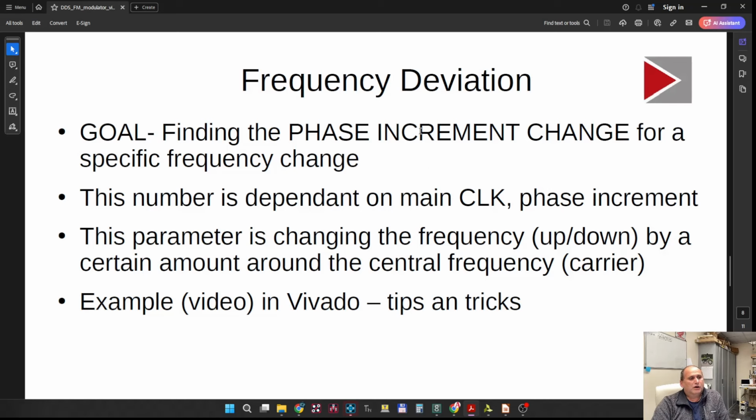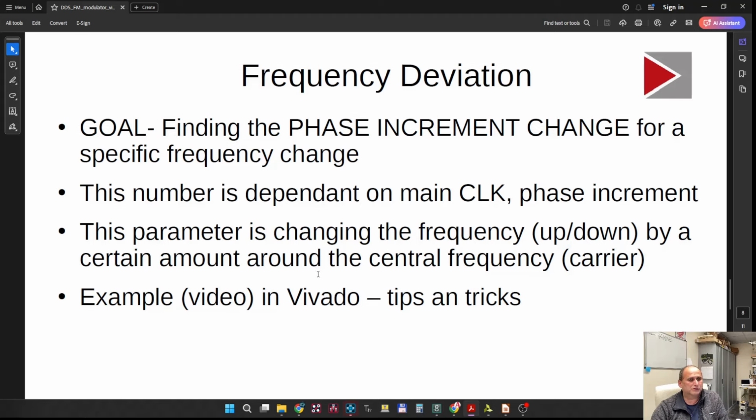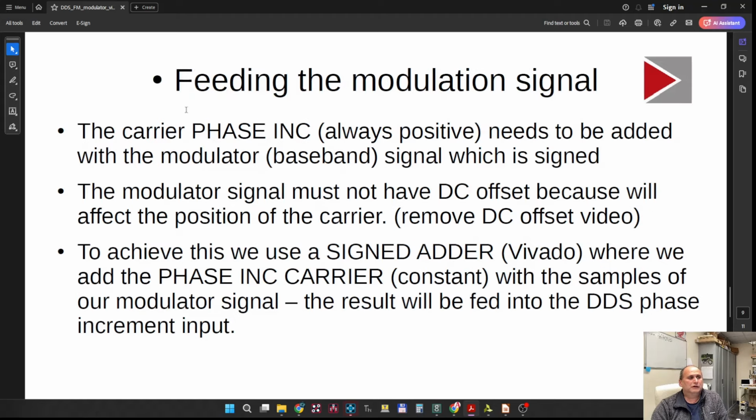Okay, so how do we do that? Now, you can do it mathematically if you understand fully your DDS, or you can do it in the user interface, and I'll show you a few tips and tricks. And then how you feed the signal, because at one stage you need to combine your modulator signal, your incoming samples, with those magic numbers that we determined, and we need to figure out how to plug them into the DDS. Okay, so now let's go to Vivado.